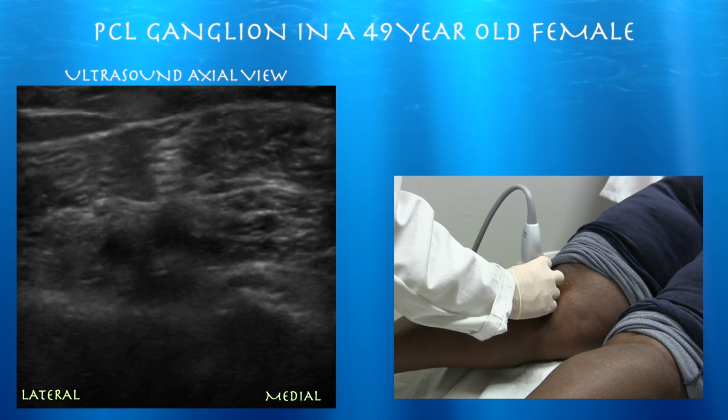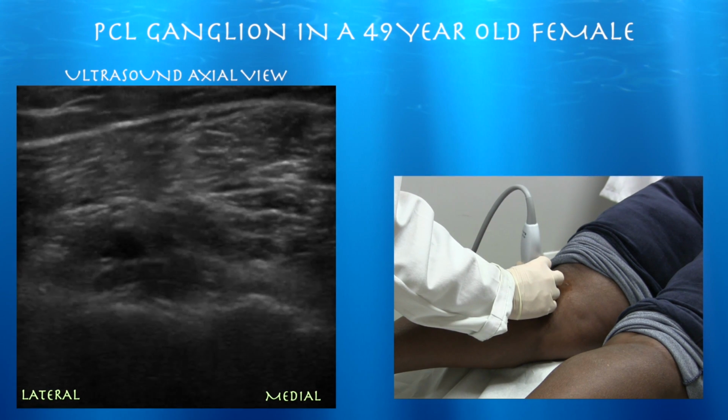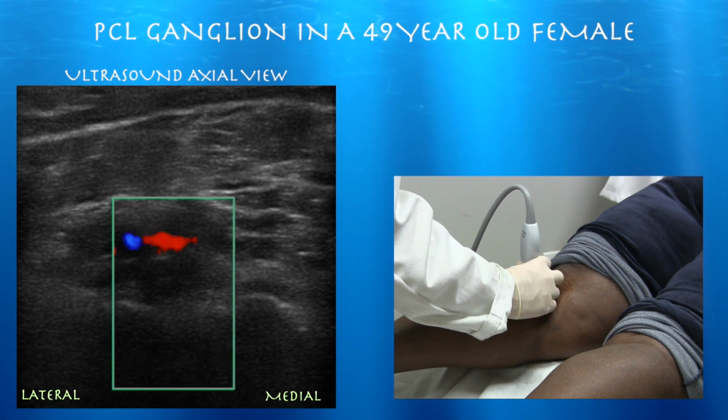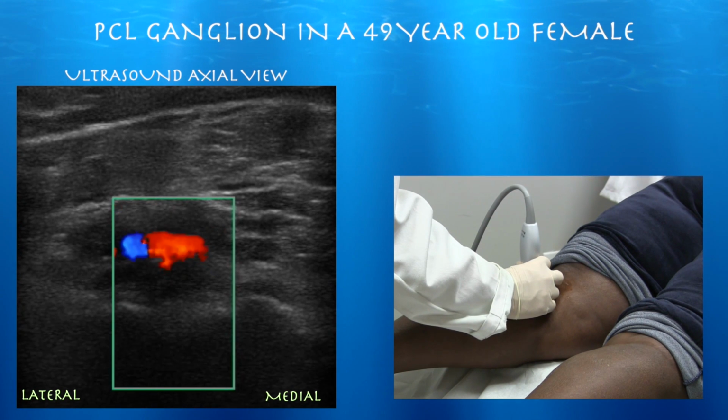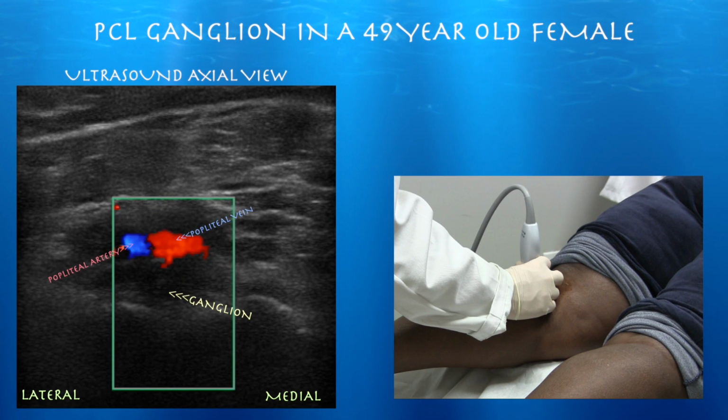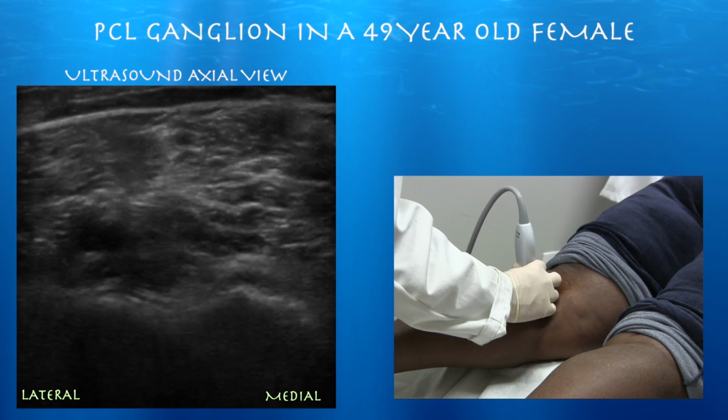I don't want to mistake that for a vessel. I'm going to put another color on this again. Certainly this is important to do. You want to make sure it's not a popliteal aneurysm you're dealing with. And we're just right in the view of that cyst.